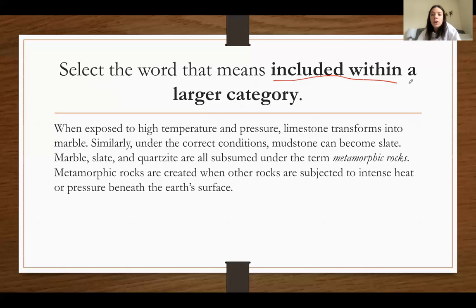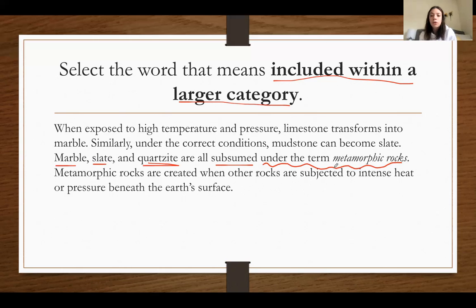So again, we're looking for a word that means included within a larger category. In this sentence, we see marble, slate, and quartzite are all subsumed under the term metamorphic rocks. So even though we may not know what the word subsumed means, the words "under the term metamorphic rocks" and the labeling of three different types of rocks allow us to assume that subsumed probably does mean included within a larger category. Also, if we were to replace subsumed and say marble, slate, and quartzite are all included within a larger category under the term metamorphic rocks, that still makes sense.